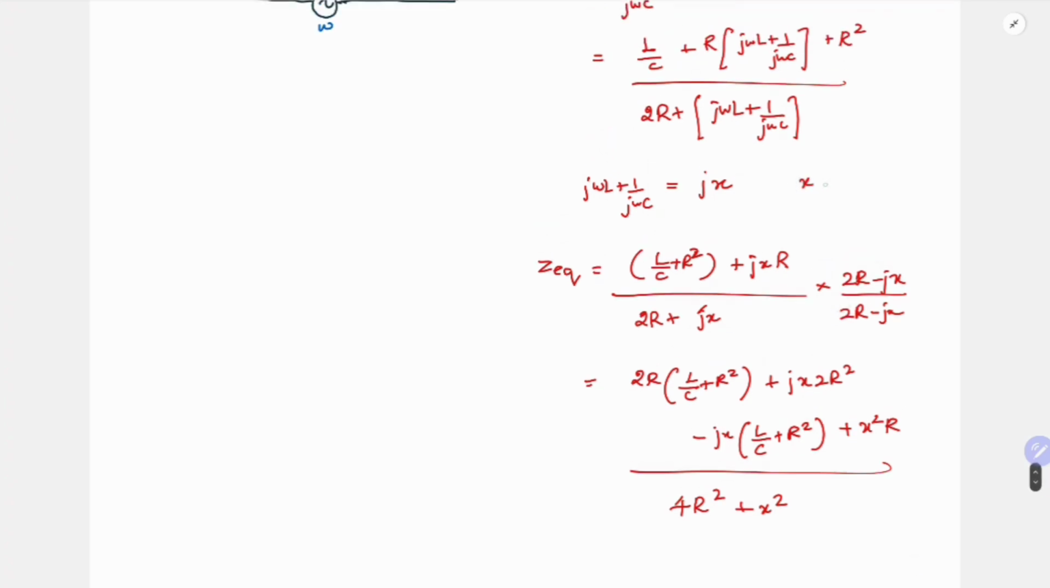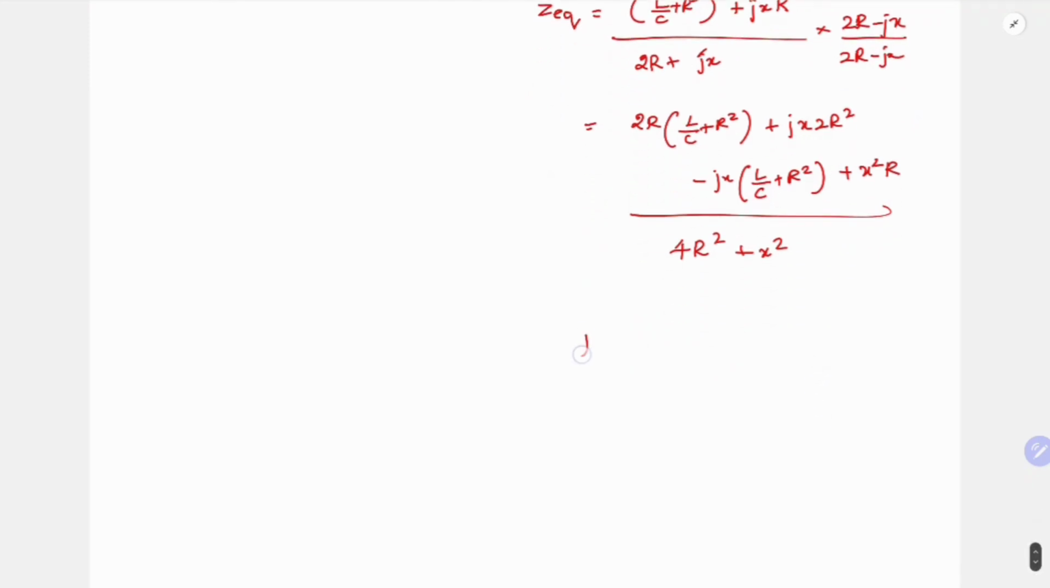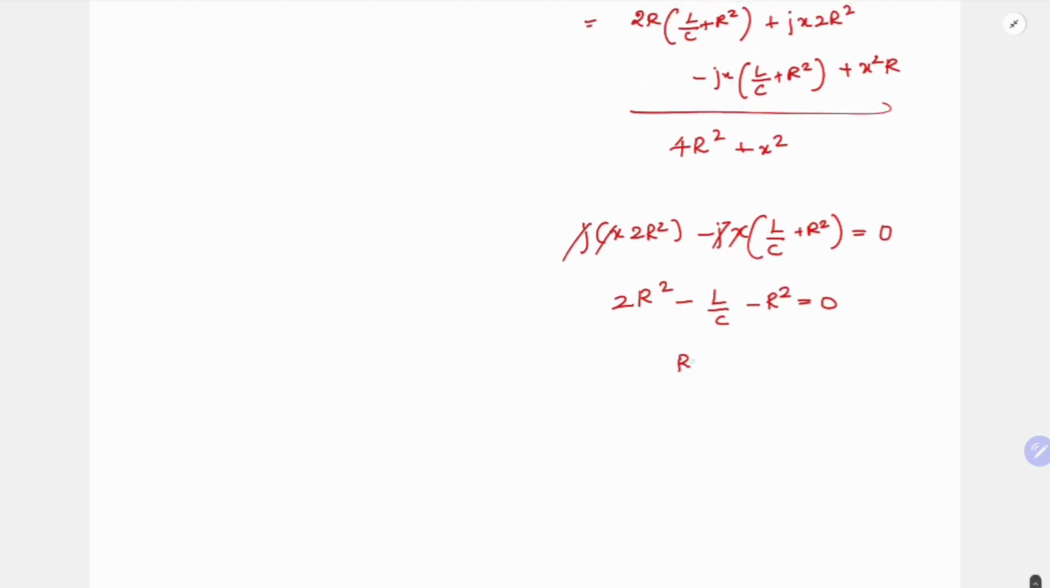If you see, x itself is real, right? So I need to make the imaginary term of this go to 0. The imaginary term is x into 2R square minus x into (L by C plus R square). So this I want to be 0. x anyway goes away, j also goes away. So it is 2R square minus L by C minus R square is equal to 0. So your R square is equal to L by C. So your R is equal to root of L by C.